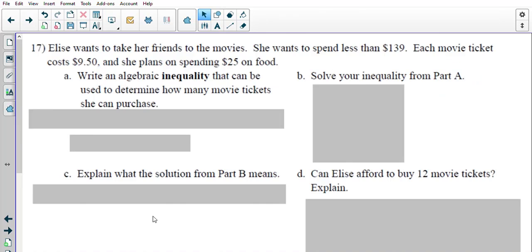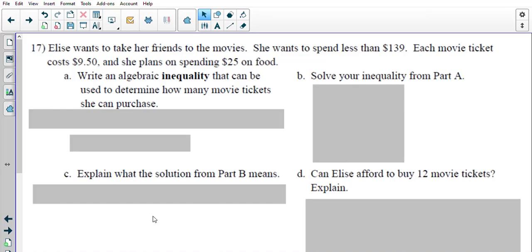So let's begin with question number 17. Elise wants to take her friends to the movies. She wants to spend less than $139. Each movie ticket costs $9.50, and she plans on spending $25 on food. A, write an algebraic inequality that can be used to determine how many movie tickets she can purchase. B, solve your inequality from part A. C, explain what the solution from part B means. And D, can Elise afford to buy 12 movie tickets? Explain.